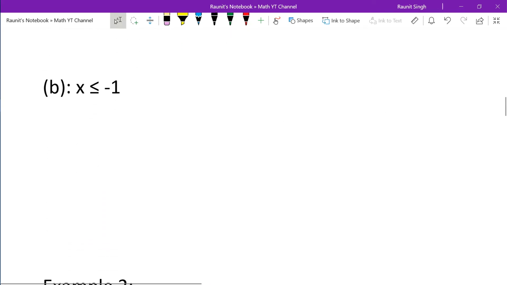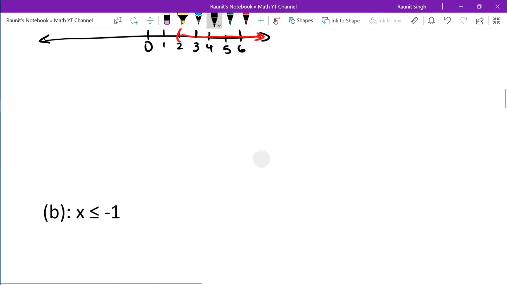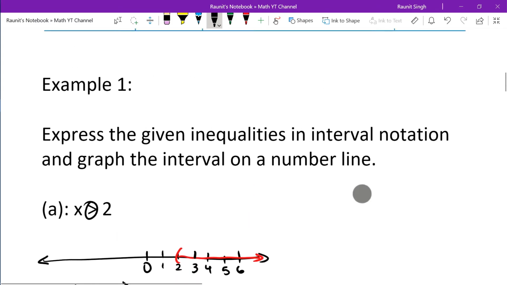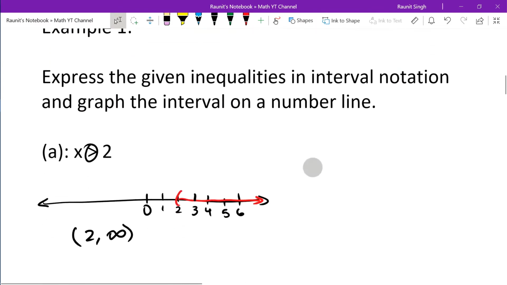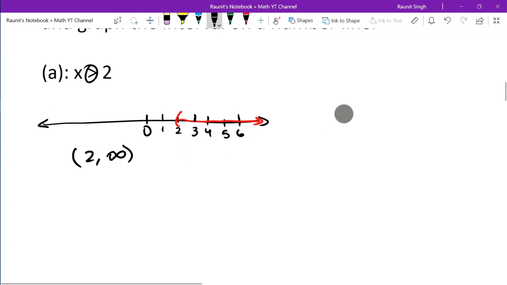Okay, now, oh, I forgot to do the interval notation. Okay, that was weird. So x is greater than 2, you would do this: 2, and then infinity, parentheses. It's parentheses, as I explained with the greater than and less than, and you start with 2 because it's greater than 2.